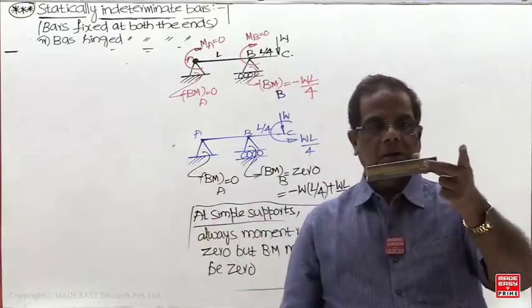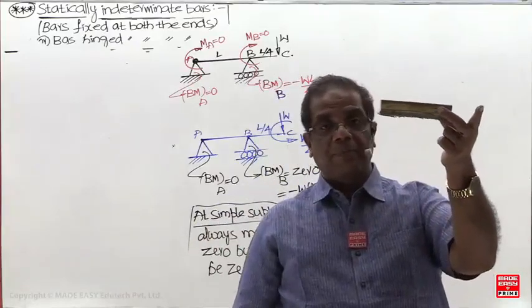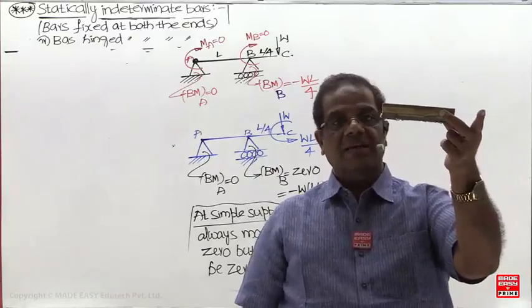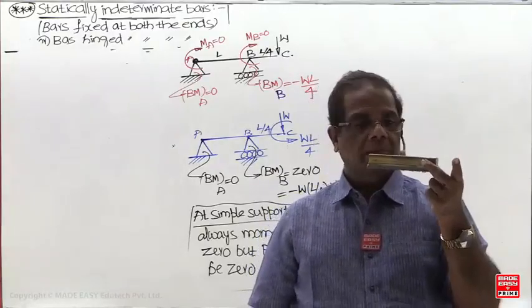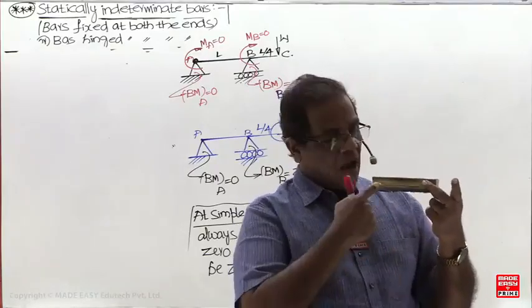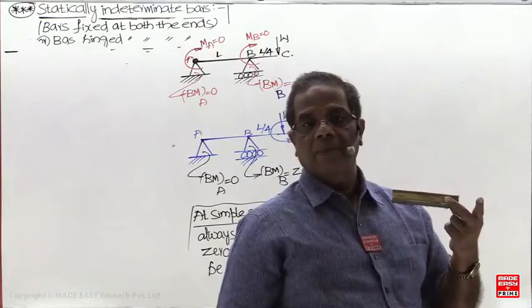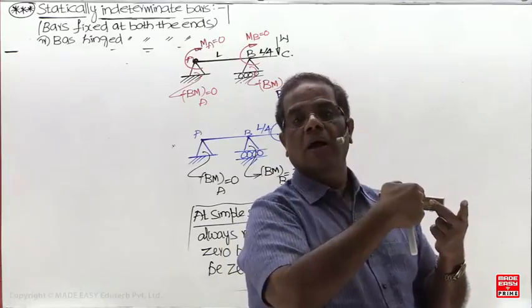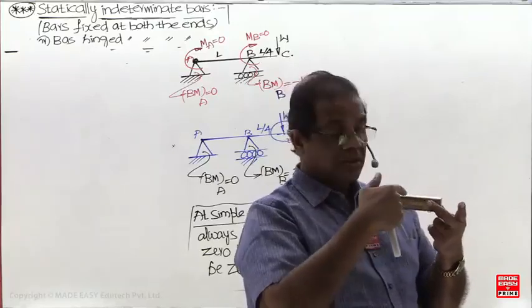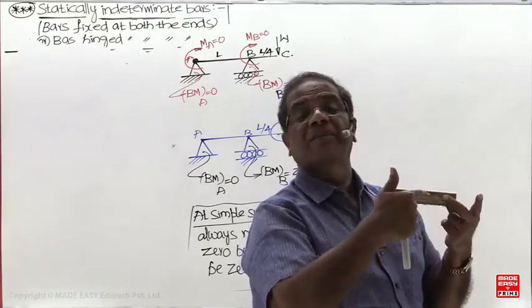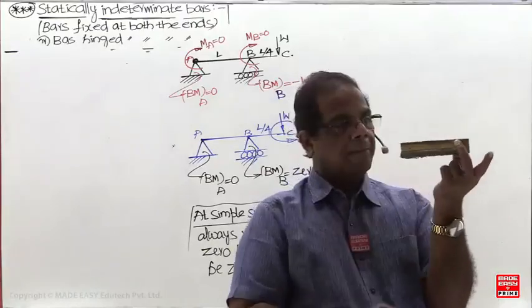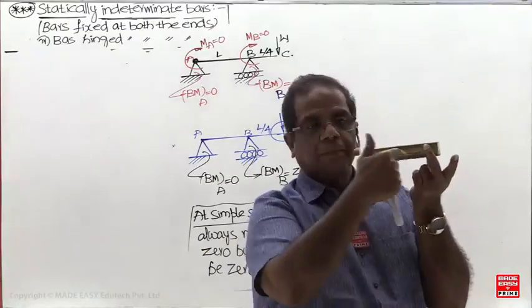Now this duster was previously supported by my hand. Now this duster is supported by my two fingers. How is this duster joined to my fingers? We are going to make a hole, and a pin is going to be driven inside. So this duster is joined to my fingers with the help of a pin.